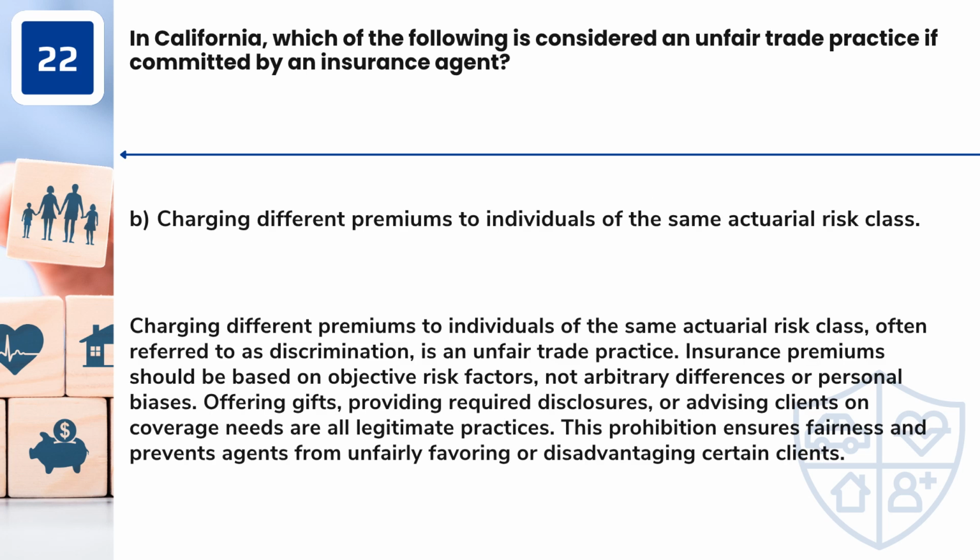Answer: B. Charging different premiums to individuals of the same actuarial risk class. Charging different premiums to individuals of the same actuarial risk class, often referred to as discrimination, is an unfair trade practice. Insurance premiums should be based on objective risk factors, not arbitrary differences or personal biases. Offering gifts, providing required disclosures, or advising clients on coverage needs are all legitimate practices. This prohibition ensures fairness and prevents agents from unfairly favoring or disadvantaging certain clients.